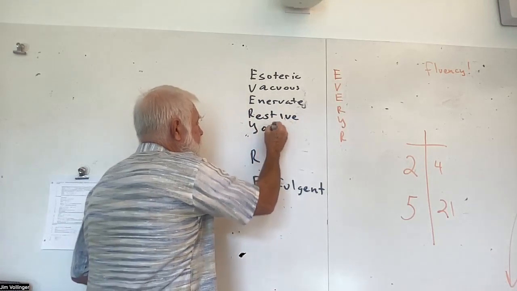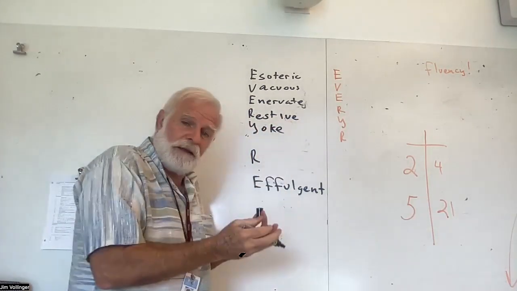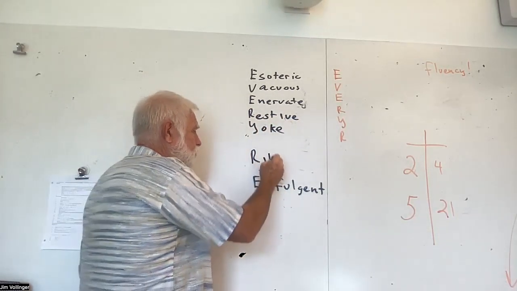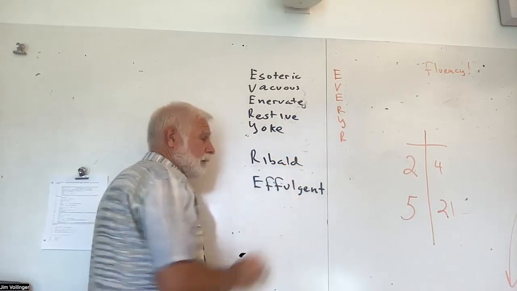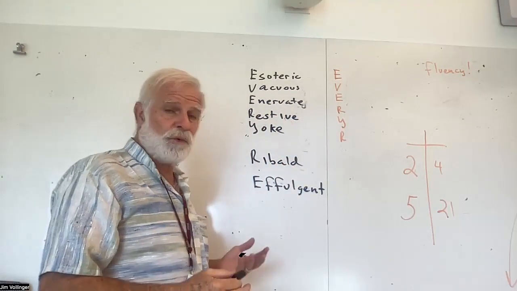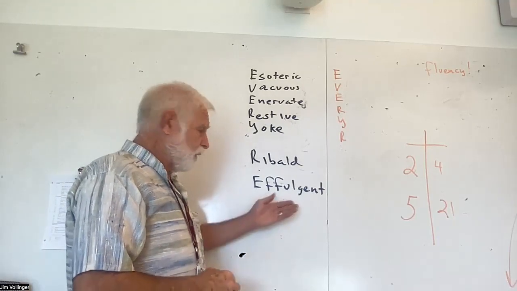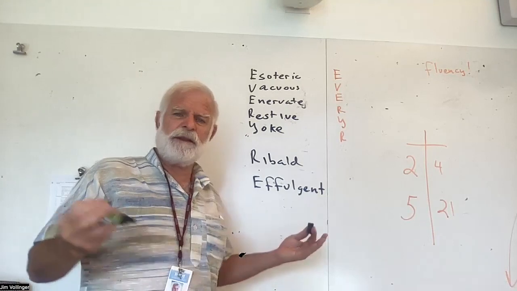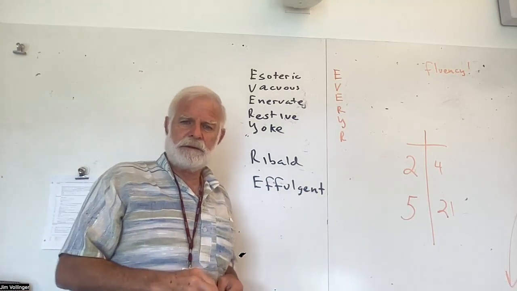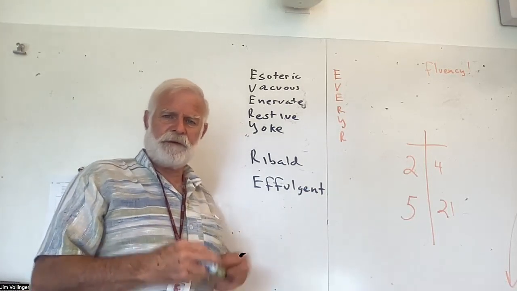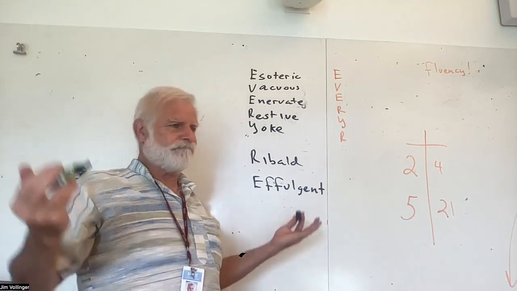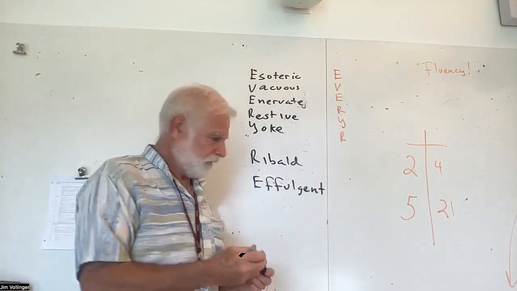Yoke, tied together. Ribald, coarse, crude behavior, humor, something like that. Effulgent, splendid, beautiful. The palace was an example of effulgent mosaic architecture. I don't know. So splendid.